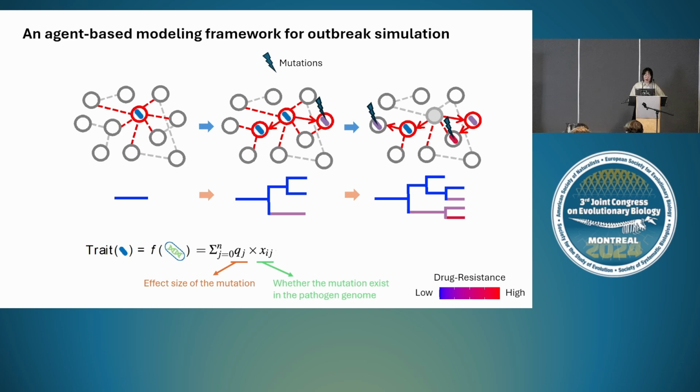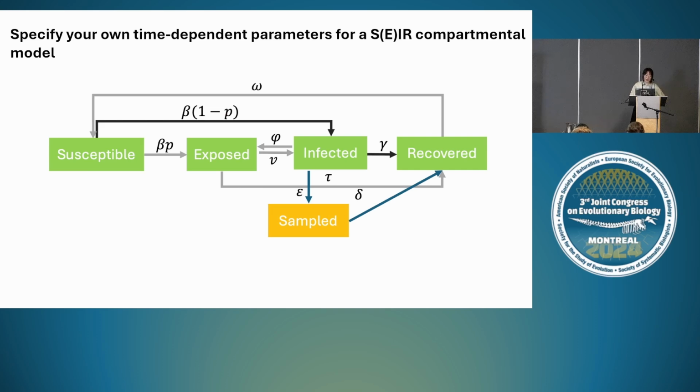So every mutation will have an effect size, and the trait value will be the sum of the effects of all the mutations. And here I'm showing the trait is drug resistance, so it will affect the recovery rate or treatment success rate of these pathogens. And for the host side, there are going to be 4 compartments: susceptible, exposed, infected, and recovered. All the transition rates between these compartments can have a time-dependent feature, so that you could implement different stages of the outbreak.